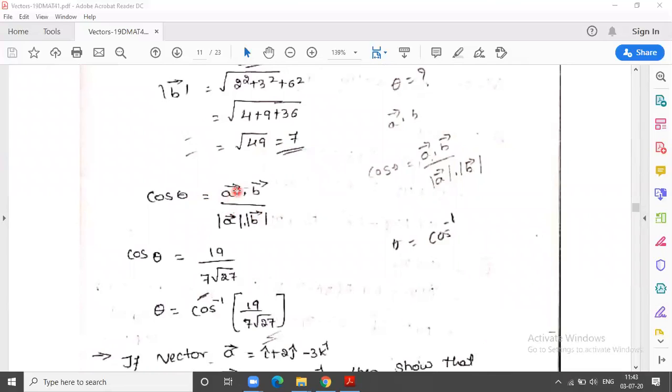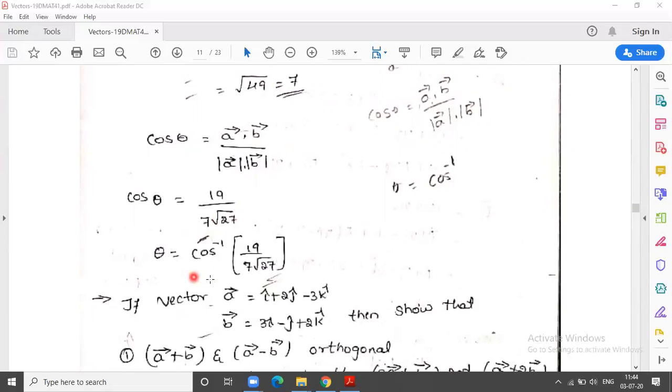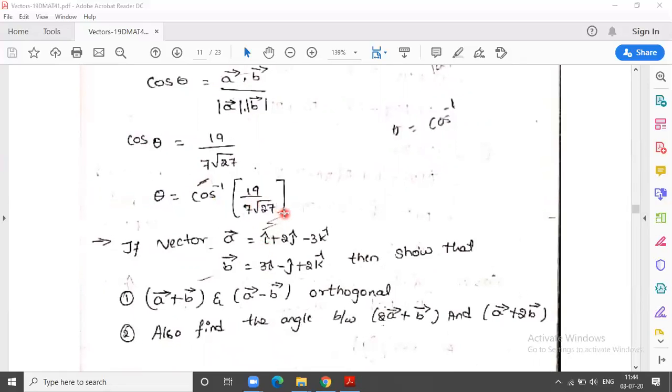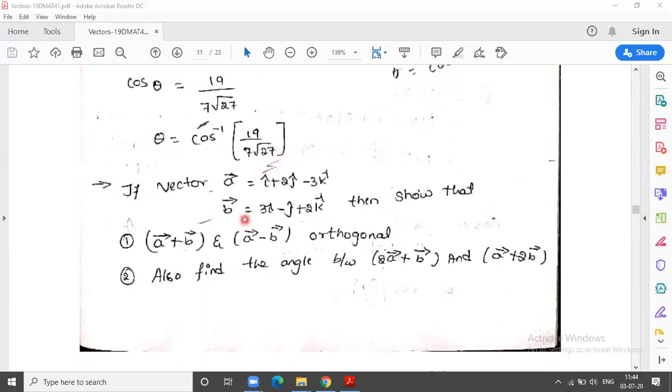So now substitute those values. Vector A dot B value is 19, modulus of vector A is root 27 and modulus of vector B is 7. So we want to find out theta. That means you have to shift this cos to the right hand side. Then it will become theta equals cos inverse of 19 by 7 root 27.